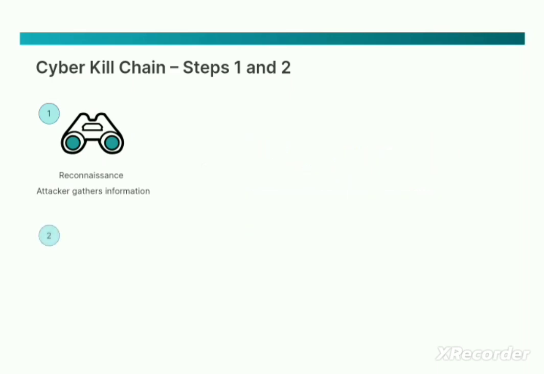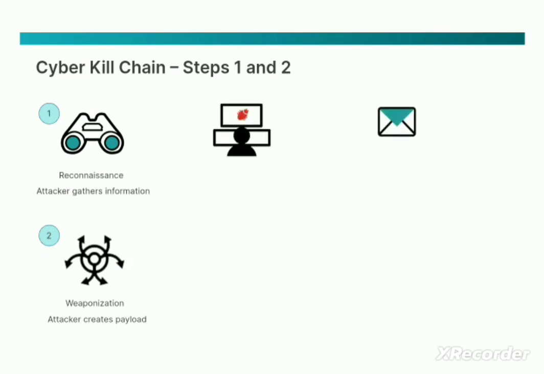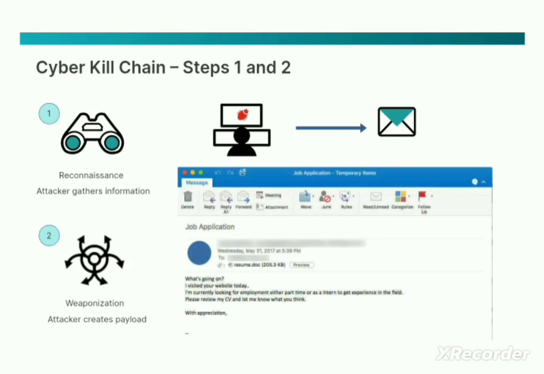The second step is weaponization, in which the attacker creates a payload or exploit that can be delivered to the target. This may involve creating malware or other malicious code, such as a virus or Trojan horse, and packaging it in a way that is difficult to detect. For example, this could be an innocuous-looking but infected Microsoft Word document that is intended to be delivered by way of a phishing email.